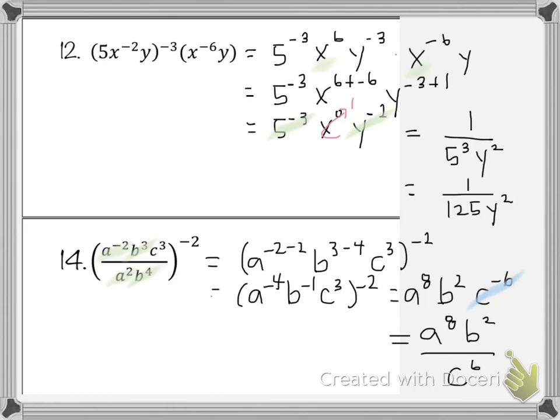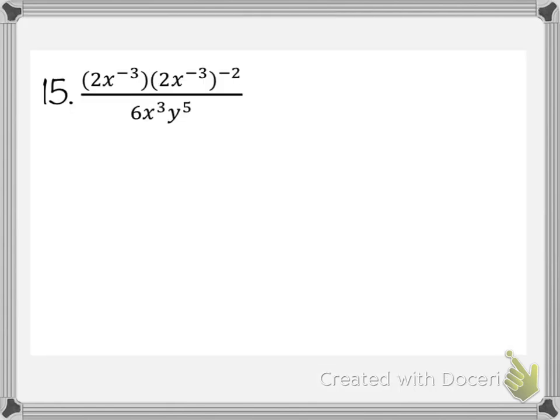Okay, all right, let's do one more. Okay, number 15 here. I've got 2x to the negative 3rd times 2x to the negative 3rd raised to the negative 2nd power. What could I do right here? These are the same base. Okay, this one is raised to the 1st power, the other one is raised to the negative 2nd power. So what could I do right there? I could say 2x to the negative 3rd raised to the negative 1st power.